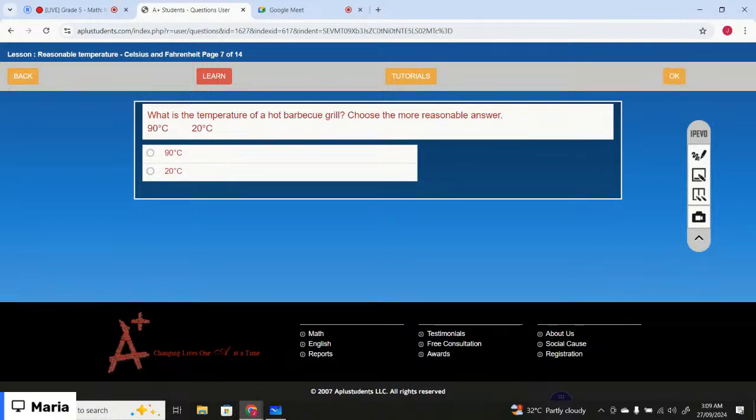What is the temperature of a hot barbecue grill? 20 degrees C or 90 degrees C? Which is the correct option? What does not make sense? You are measuring the temperature in Celsius, so the higher the temperature, the hotter it is. So for this one, a hot barbecue grill must be 90 degrees Celsius. For which question are you asking?